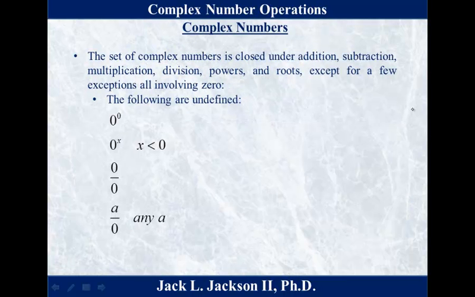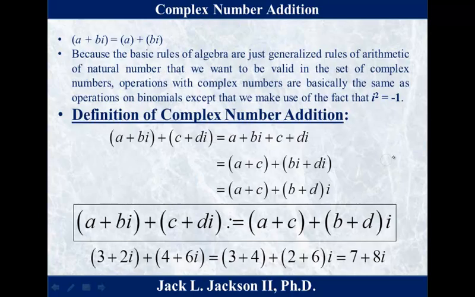So again, I've already said this, but the set of complex numbers is closed under addition, subtraction, multiplication, division, powers, roots. Not all these things we're going to do in this class, but there are a couple exceptions. 0 to the 0 is undefined. In fact, 0 to any negative power is also undefined. 0 divided by 0 is undefined. In fact, a divided by 0 is undefined for any a. So if you have 0 to a non-positive power, or anything divided by 0, that's undefined, which of course we've always seen that it's undefined.